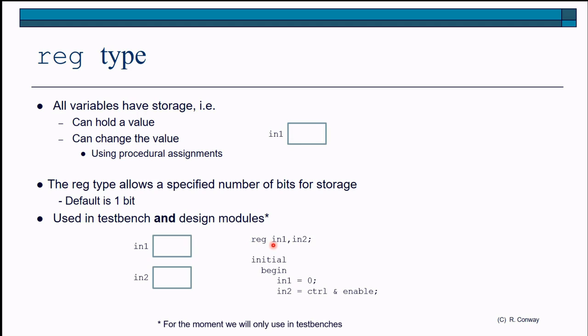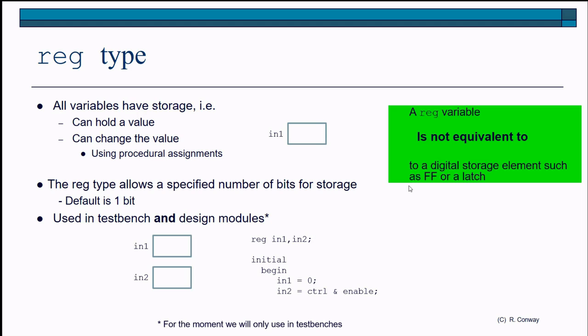Here is a declaration whereby we declare in1 and in2 to be of type reg. This has the effect of creating 2 storage spaces, one labeled in1 and one labeled in2, and each can store a single bit. To assign a value to a reg variable, we do so inside an initial construct. And once a value has been assigned, that value is held until a new value is assigned to the reg variable.